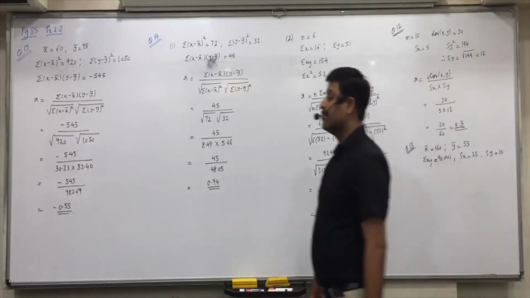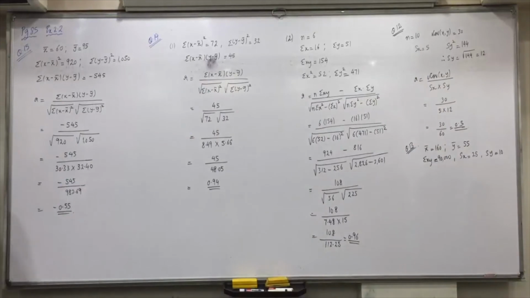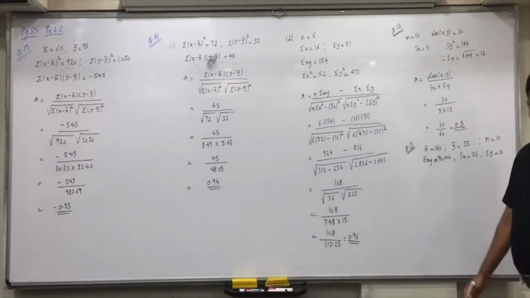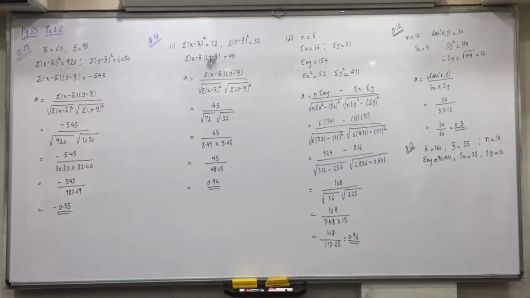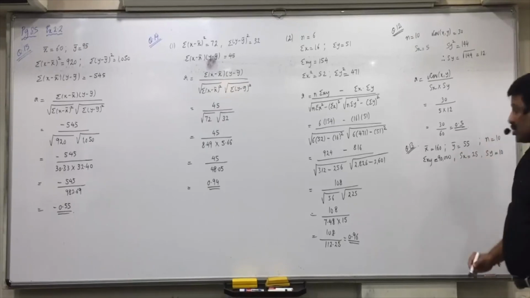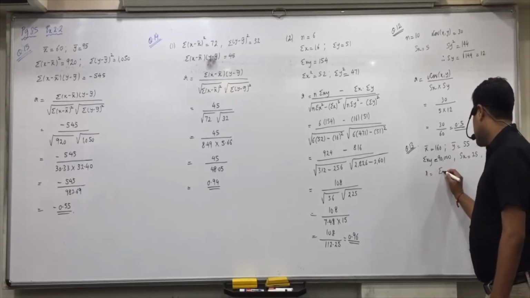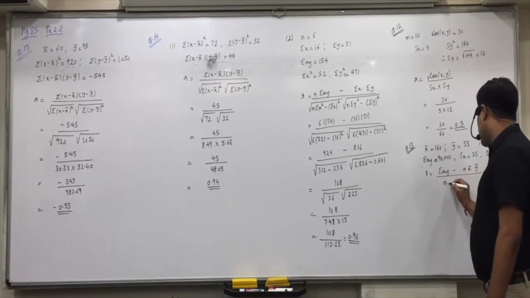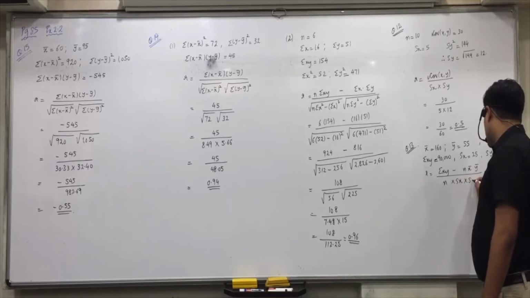Minus n. When they say sample of 10 students, underline that sample of 10 students. That means n is 10. So sigma xy minus n into x bar into y bar divided by n into Sx into Sy. Can we use that formula or not? So all of it down. Third formula: sigma xy minus n x bar y bar upon n into Sx into Sy.